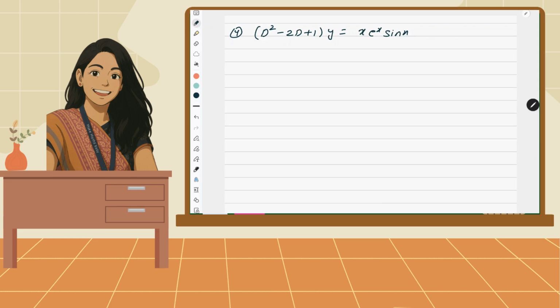Now here again, what will be the auxiliary equation? m square minus 2m plus 1. So m will be 1, 1. So what will be CF? (C1 plus C2x) outside the bracket e to the power x. So let's start with PI. PI is equal to x e to the power x sin x upon D square minus 2D plus 1.